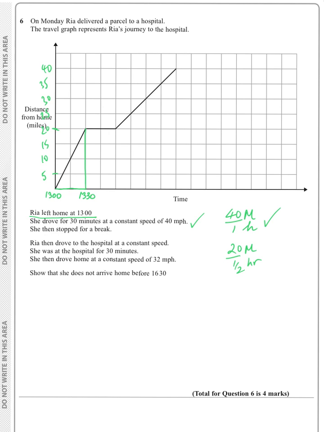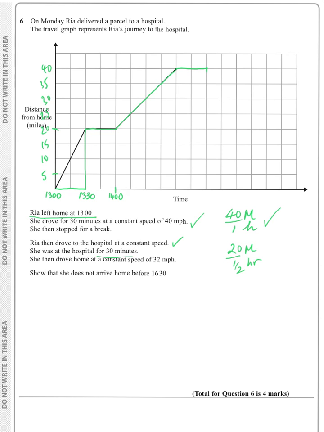She then stopped for a break, and Ria then drove to the hospital at a constant speed. So this would be this part here. So that's another half an hour. So we've now got 1400 hours here. Now, she was at the hospital for 30 minutes. Now, that's the important thing to look at. So Ria then drove to the hospital at a constant speed, and she was at the hospital for 30 minutes. So this part shows her journey to the hospital, and then we've got to put in another 30 minutes here.